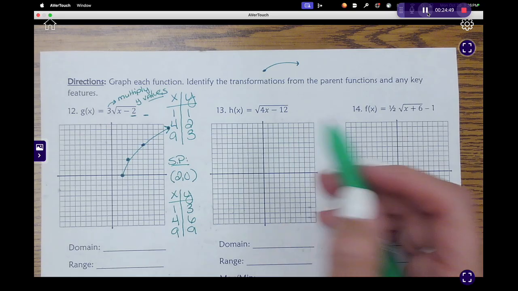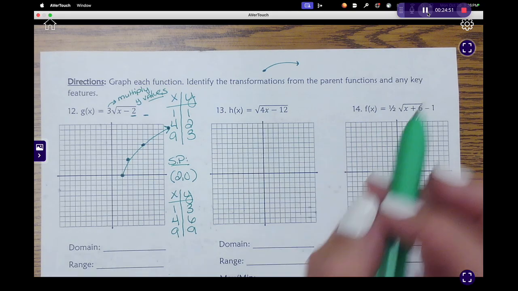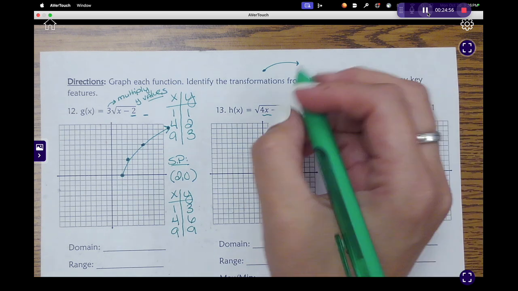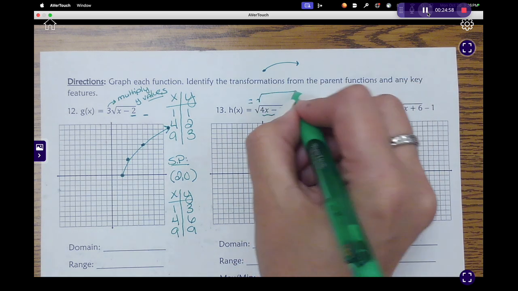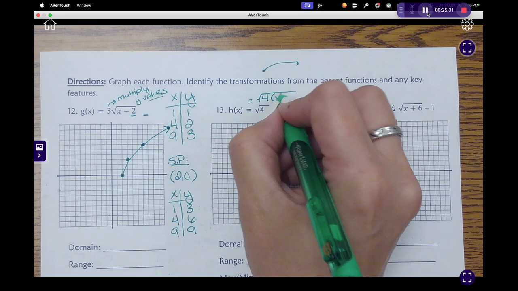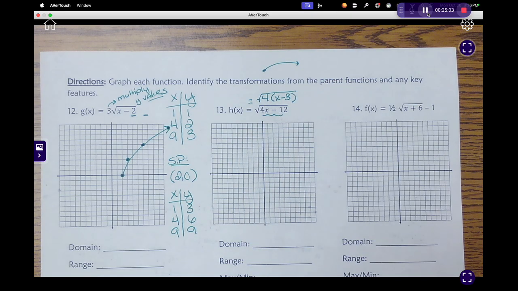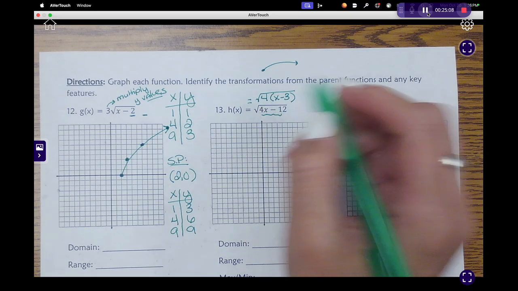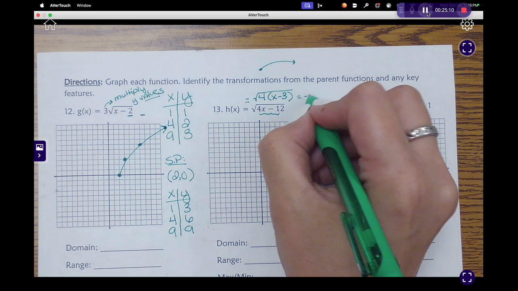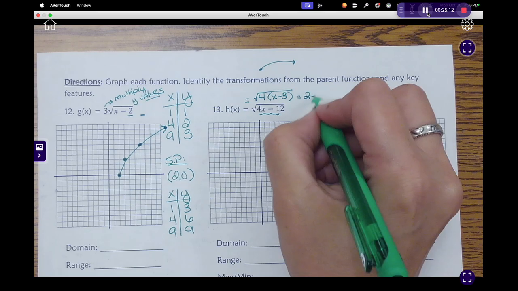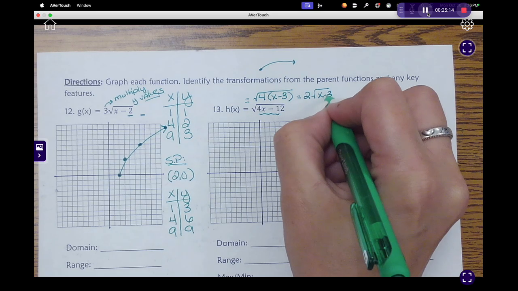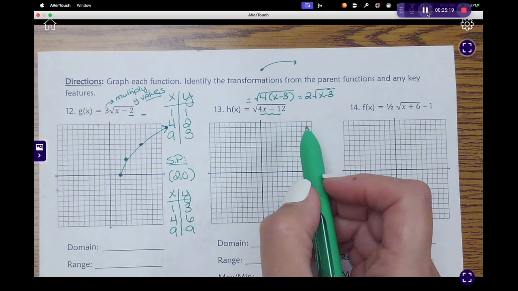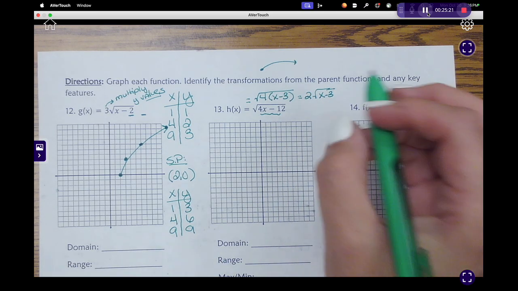Okay, now looking at the next one, be careful here. Any type of function that we're given, we do need to make sure we take out a greatest common factor. So when I'm looking at this one, I can take out a 4, and that would leave me with x minus 3. And I can actually simplify this one further because if I look at the 4, the square root of 4 is a 2. So I'm going to have that 2 on the outside and then x minus 3 on the inside of that square root.